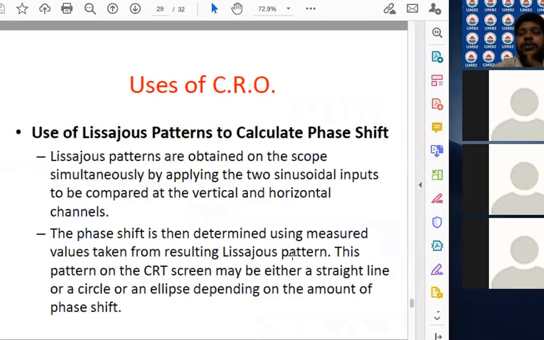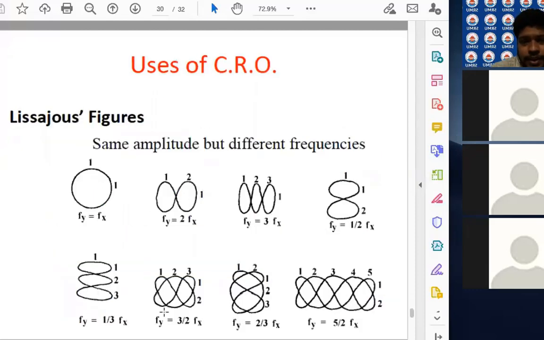getting to the details. So this pattern on the CRT screen may be either a straight line or a circle or an ellipse depending upon the amount of phase shift. तो ये बता रहा है कि जो phase shift Lissajous pattern से दिखता है उसमें हम लोग CRT screen पे स्ट्रेट लाइन, सर्किल या एलिप्स जो भी होगा वो देख पाएंगे डिपेंडिंग अपॉन उन दोनों में फेज शिफ्ट कितना. अब देखो ये Lissajous फिगर होते कैसे.